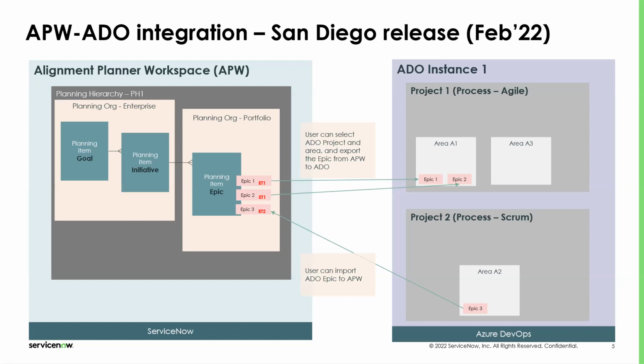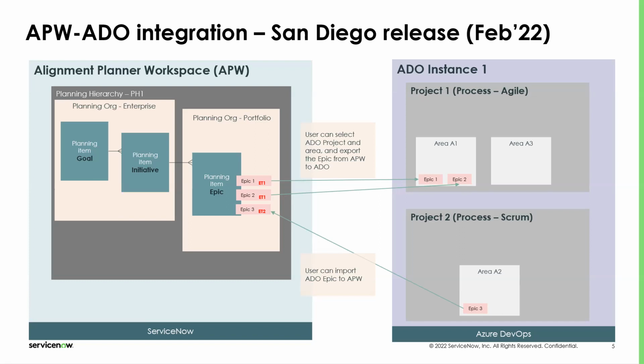So I can create my goals, I can create my initiatives, I can have my governance tracking within Alignment Planner Workspace, but my teams execute in Azure DevOps. Using this integration, personas like portfolio managers or product managers can create epics in Alignment Planner Workspace. They can put those under their roadmaps.